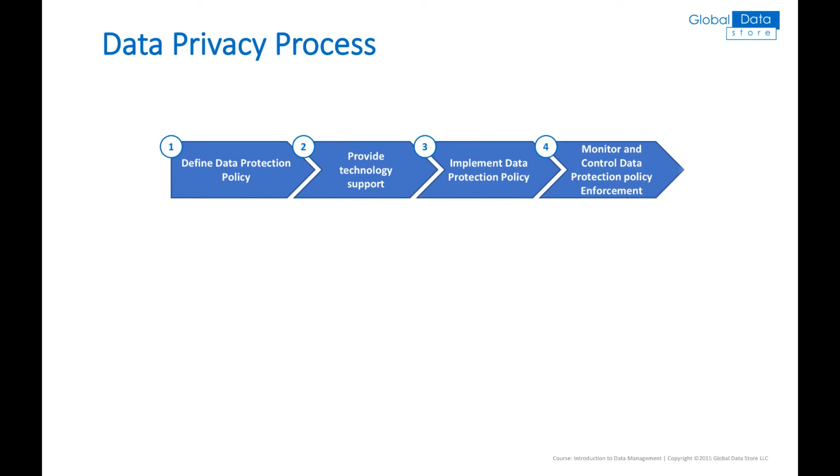From the process perspective, data privacy process consists of four major activities, as follows. 1. Define data protection policy. 2. Provide technology support. 3. Implement data protection policy. 4. Monitor and control data protection policy enforcement.